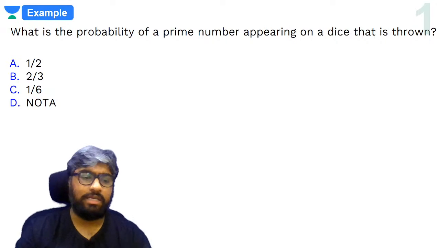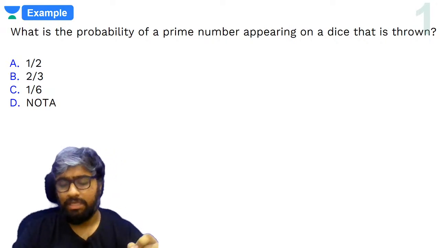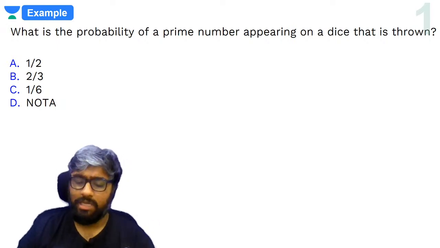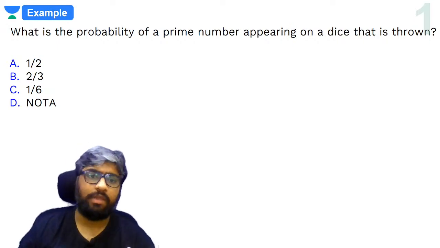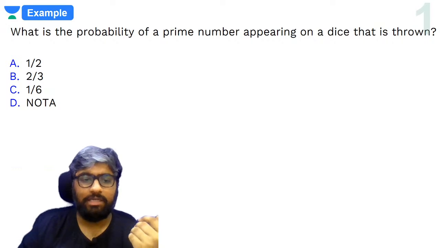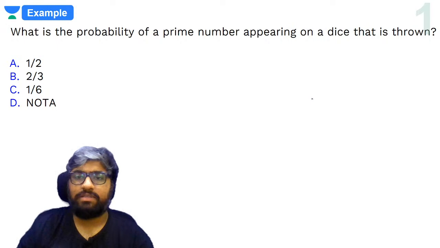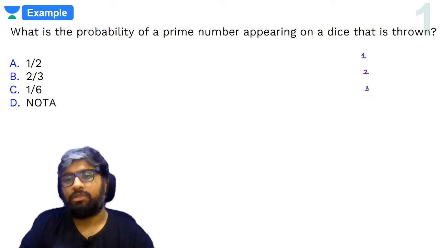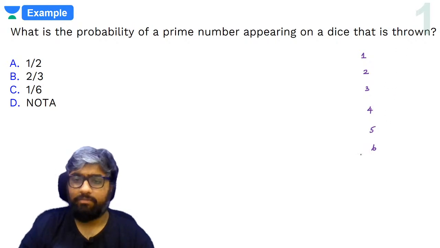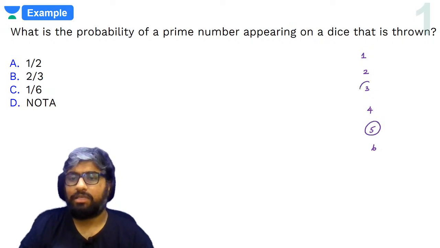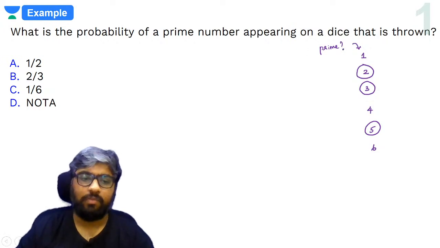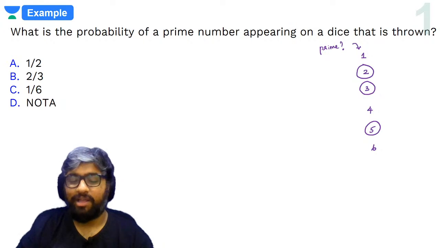Here's our first question. What is the probability of a prime number appearing on a dice that is thrown? A dice is thrown, and a prime number should appear on the dice. What would be the probability? Real simple, getting us started. Out of the 6 numbers that we have, 1, 2, 3, 4, 5, 6, how many are prime? We have 5, which is prime. 3 is prime. 2 is prime. How about 1? Is 1 prime?